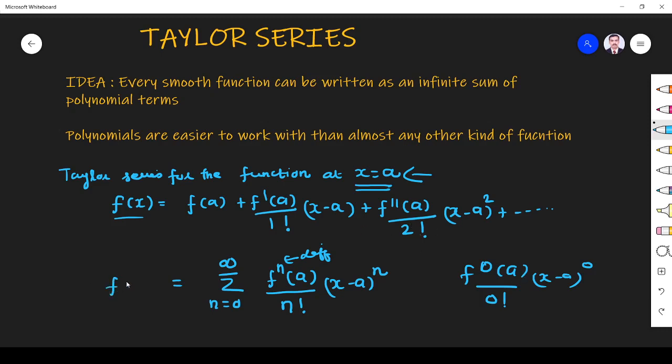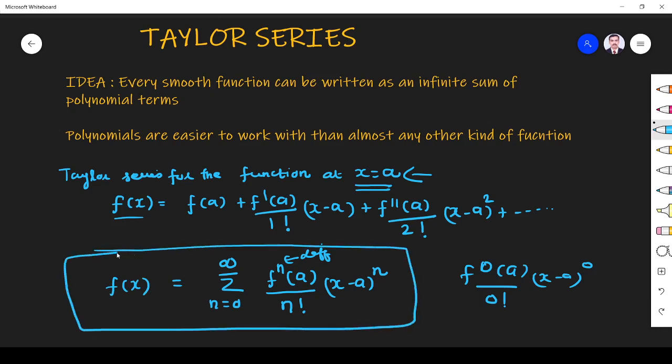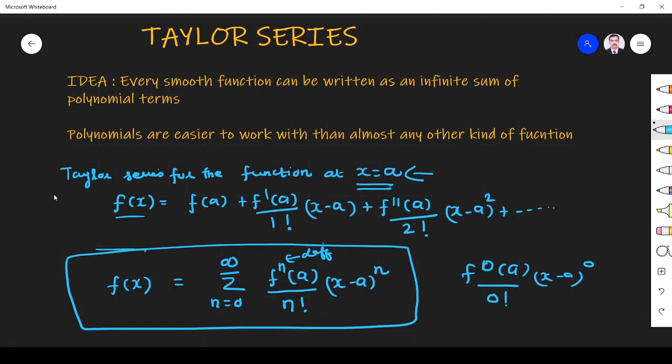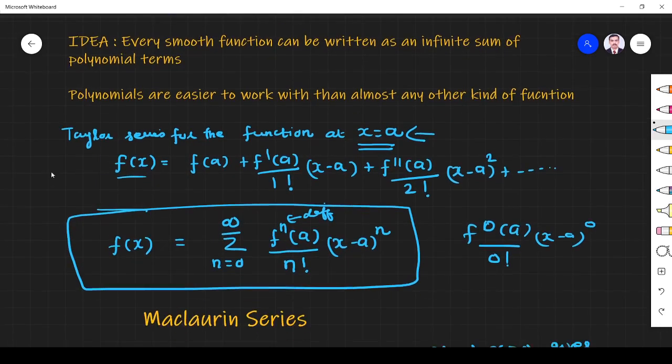So instead of remembering this much hard equation, you just remember this equation only. That is enough, right? f of x equals summation n goes from 0 to infinity, f n of a divided by n factorial, x minus a whole power n. This is what Taylor's series is, right? It converts a function into a polynomial, right?